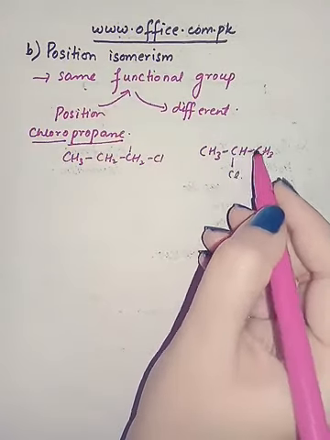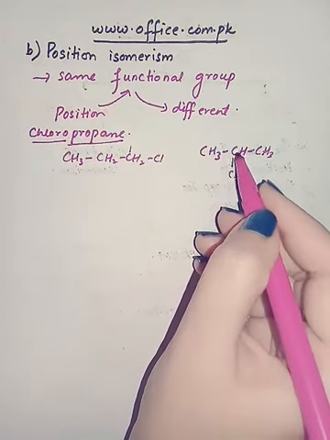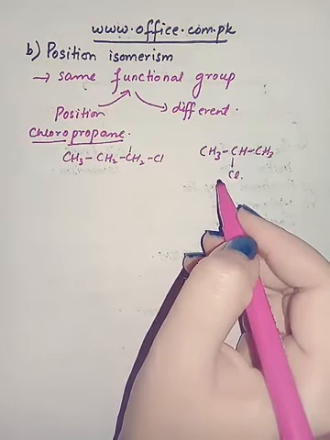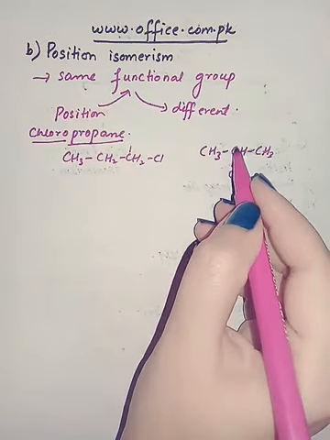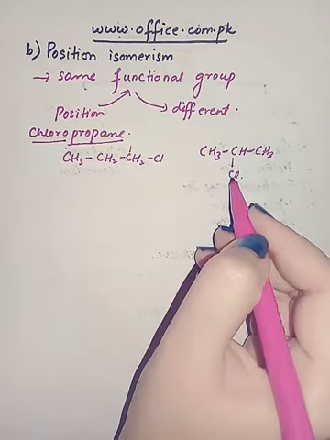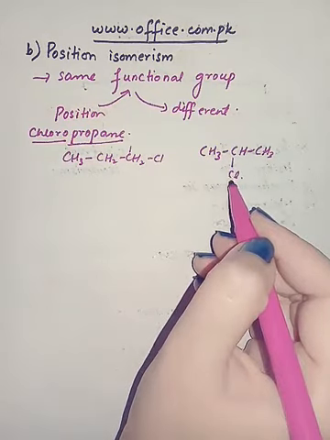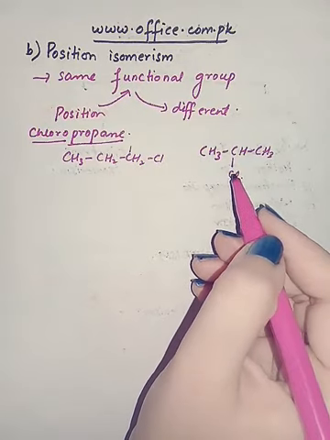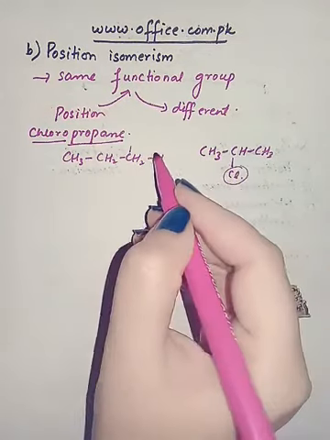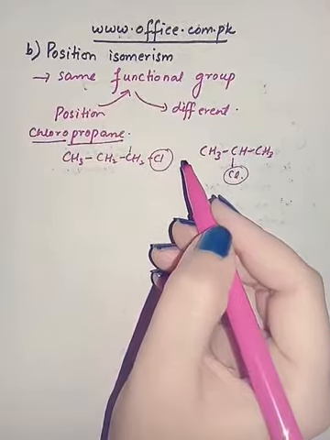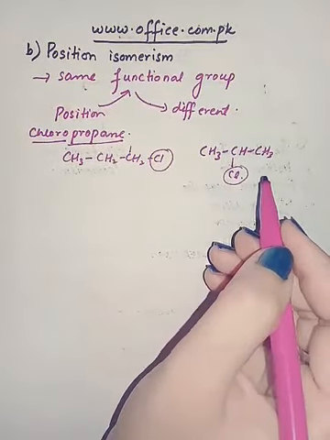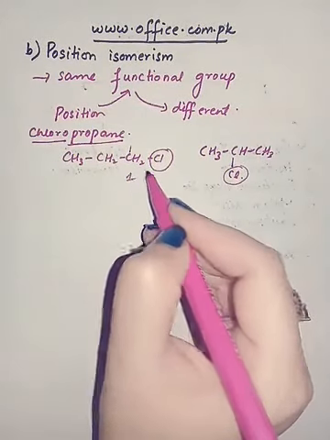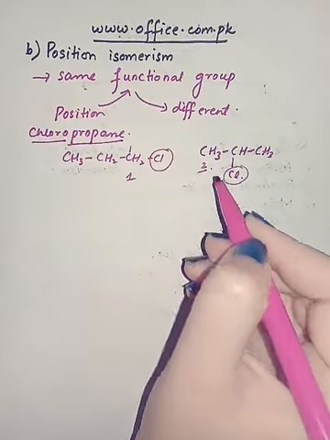Please keep in mind the 4 bonds and 4 valencies of carbon atoms. Now this will be 2 chloro as it is on carbon number 2. So it will be 2 chloropropane. So you can see that just the position of the functional group which is attached to the carbon chain is changed. So this will be 1 chloropropane and this will be 2 chloropropane.